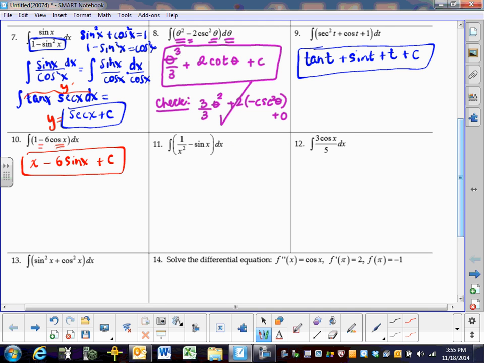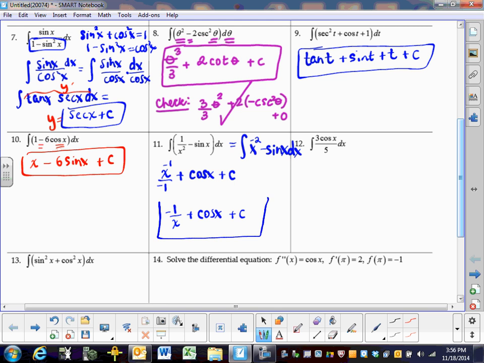Even though we've started doing trig, doesn't mean that our polynomial rules have gone away. I'm still going to rewrite that as x to the negative 2. I still have negative sine x dx. X to the negative 2 still becomes x to the negative 1 over negative 1. Negative sine goes backwards to be positive cosine, and plus c. And we would never see a multiple choice left this way, so I could rewrite and have my function.